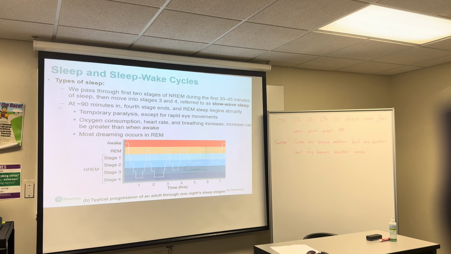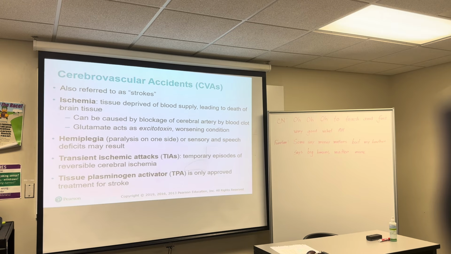So awake, dreaming occurs in the REM stage. Stage 1 is what? Easy to wake up. Stage 2, your sleep is getting what? More deep. And 3 and 4, slow wave sleep. Okay, so now let's talk about the stroke. I did talk about it a few times. Can you guys tell me what is the stroke?